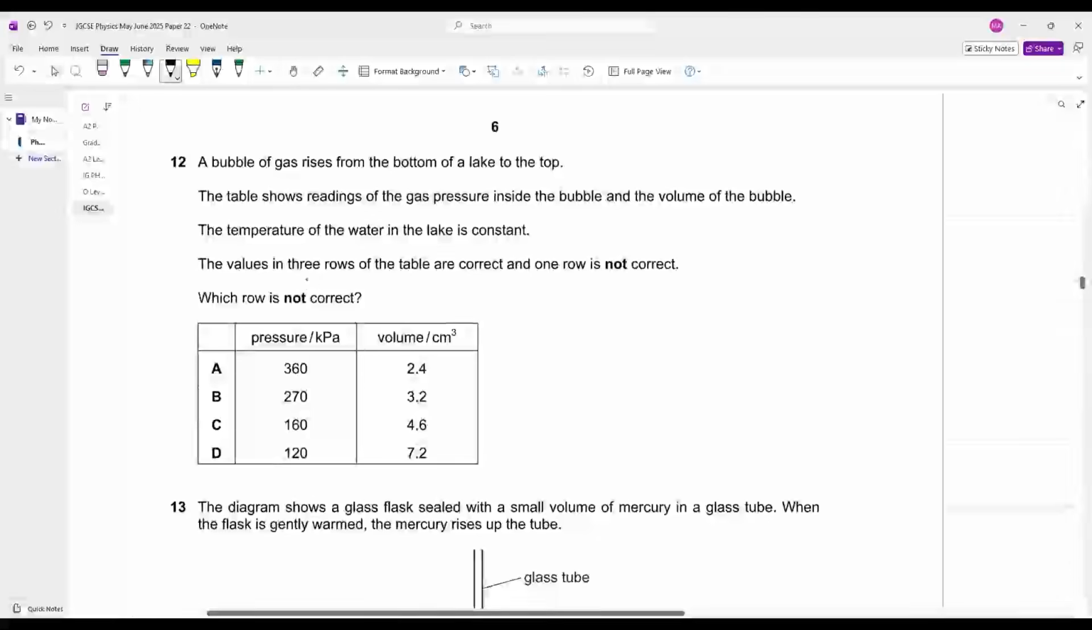अच्छा जी, a bubble of gas rises from the bottom of a lake to the top. Okay. The table shows readings of the gas pressure inside the bubble and the volume of the bubble. ठीक है भाई, pressure और volume of the bubble की readings. The temperature of the gas remains constant. Okay, the values in three rows of the table are correct and one row is not correct. Which row is not correct? Okay, कौन सी row correct नहीं है?